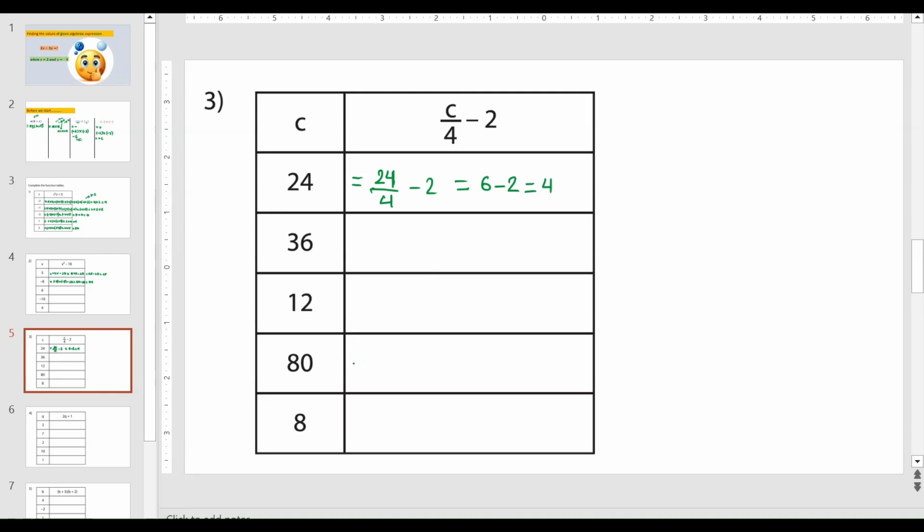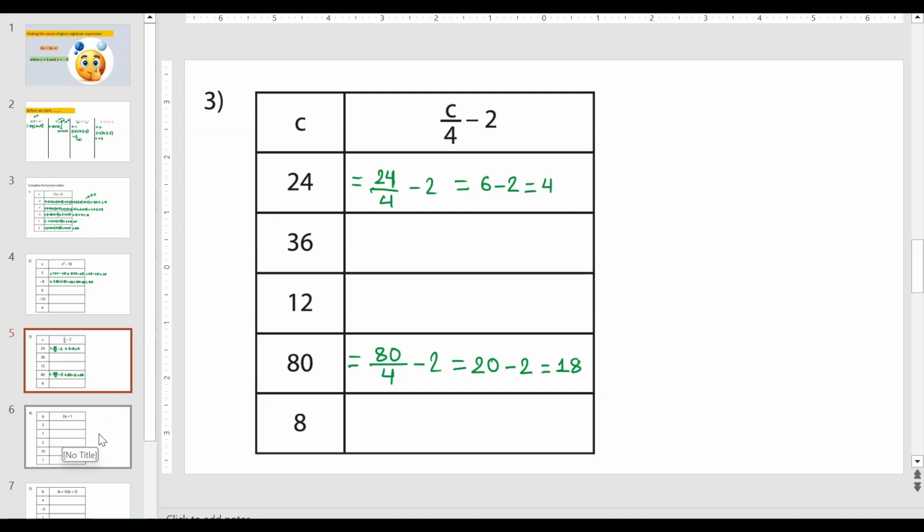So let me do this one. When we put the value of c as 80, what will we get? 80 by 4 minus 2. So can you tell me, 80 by 4 is 20, and minus 2, 20 minus 2 is 18. So I have shown you two values of c and the expression values 4 and 18.